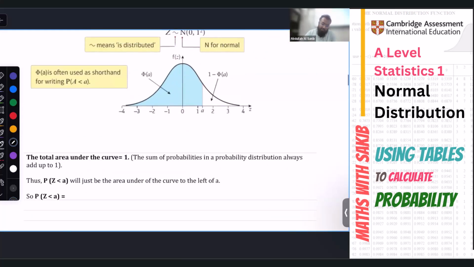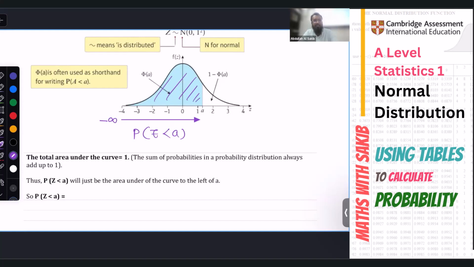In our normal distribution curve, when we say probability of Z is less than A, that means we are calculating from negative infinity up to A. Clear? This much area you have to consider.